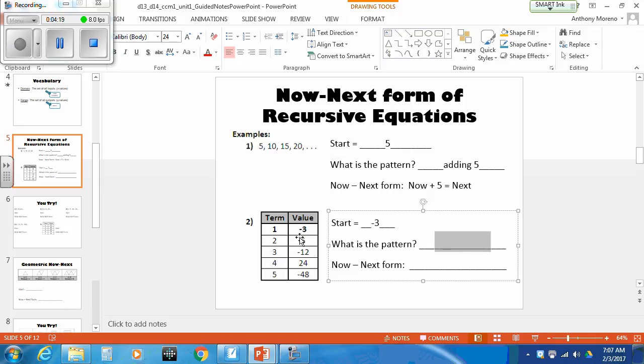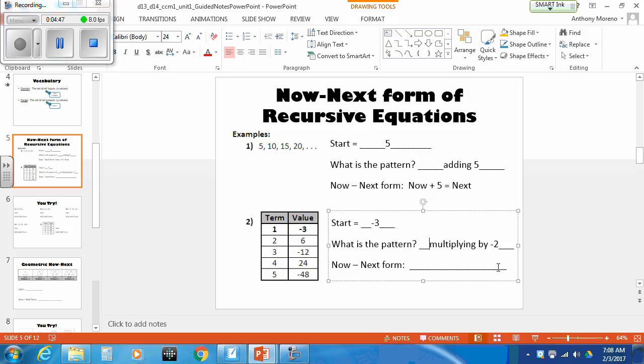Now we're going to go back. Remember, they're alternating negatives, right? So what happens if I multiply by negative 2? Negative 3 times negative 2 would be positive 6, because a negative times a negative is positive. 6 times negative 2 would be negative 12. So that works. So we're multiplying by negative 2. Okay, so that's our pattern.